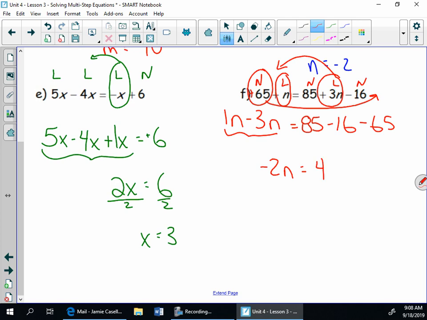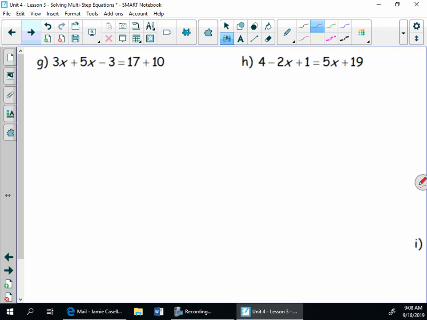But I don't want negative 2n's, I want to know what n is, so I have to divide by negative 2, and n comes out to negative 2. We've solved it. Okay, so that one I have multiple things to move. Our objective still, letters on one side, numbers on the other. Okay, last 2, or last 3.